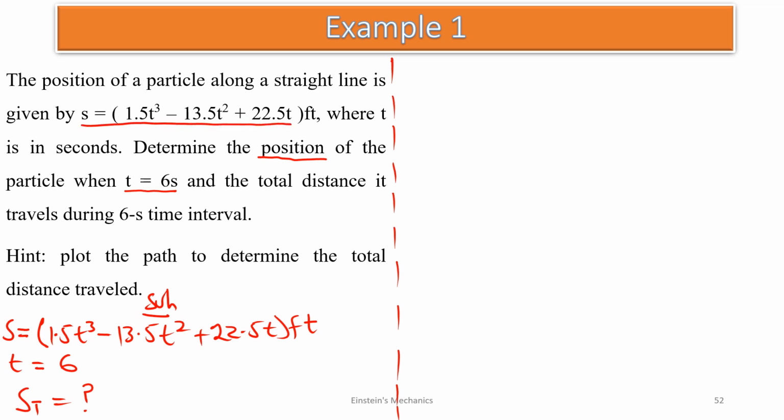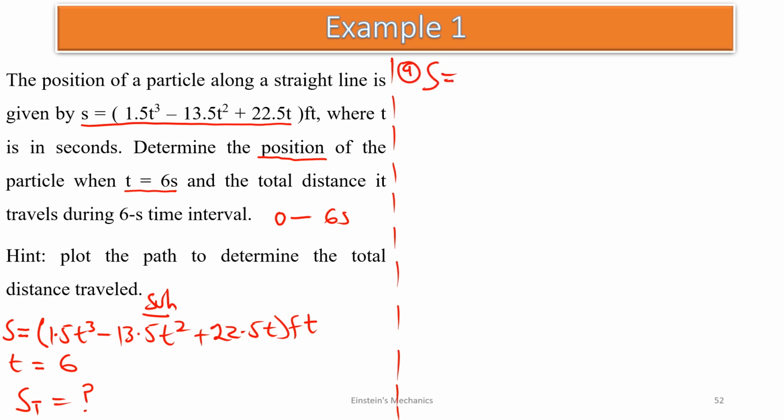We are to find the position at 6 seconds. So put the value of 6 in the position expression, and that will give you the specific position of the particle at the point 6. Is it clear? But the total distance is referring to the total distance traveled from 0 up to 6 seconds. The position is just the point at which it is at 6 seconds. Alright, so the first part is that we want the position at time 6.